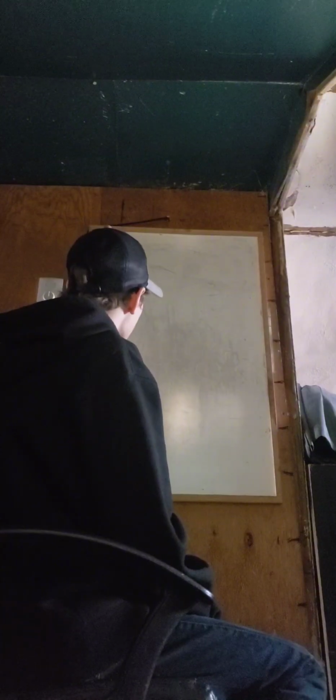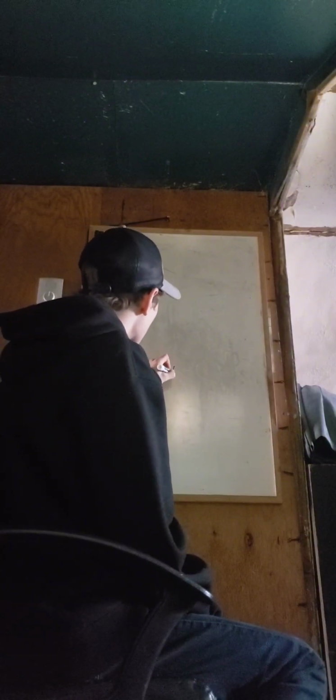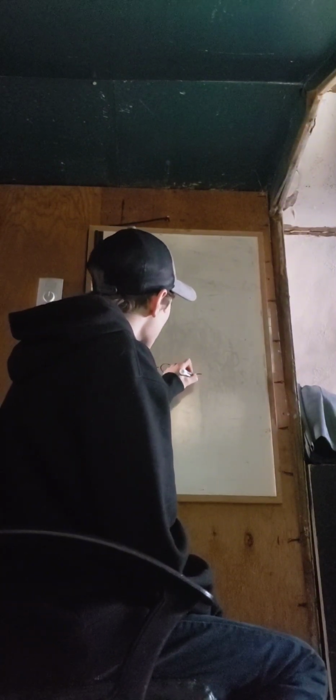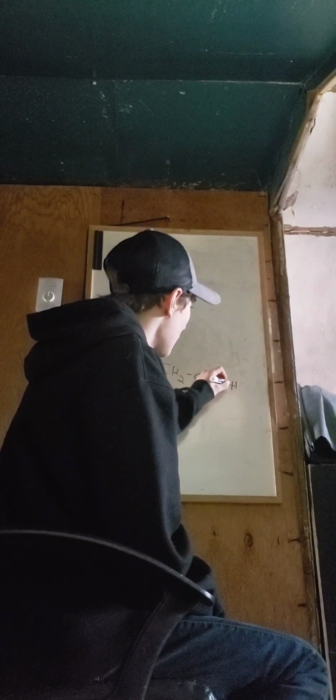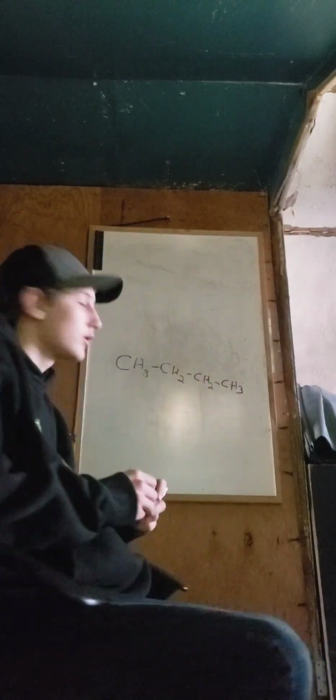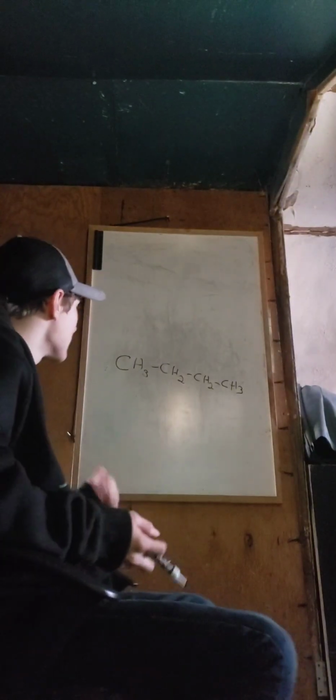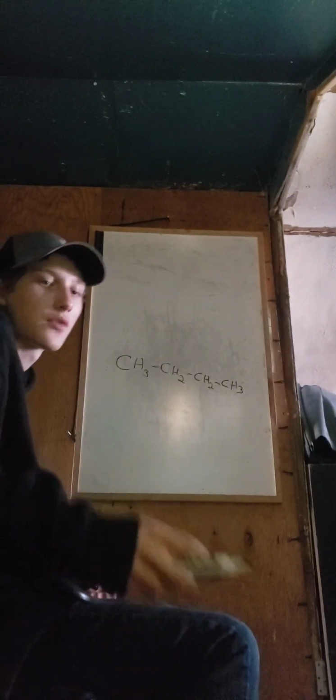So now for the condensed. The condensed of the 4-carbon chain is going to be CH3 to CH2 to CH2 to CH3. Just showing us what's going to be combined to each carbon atom. Still not difficult, right?